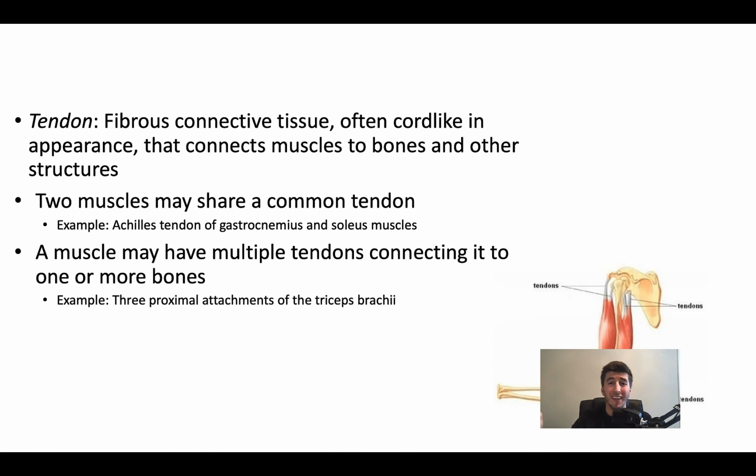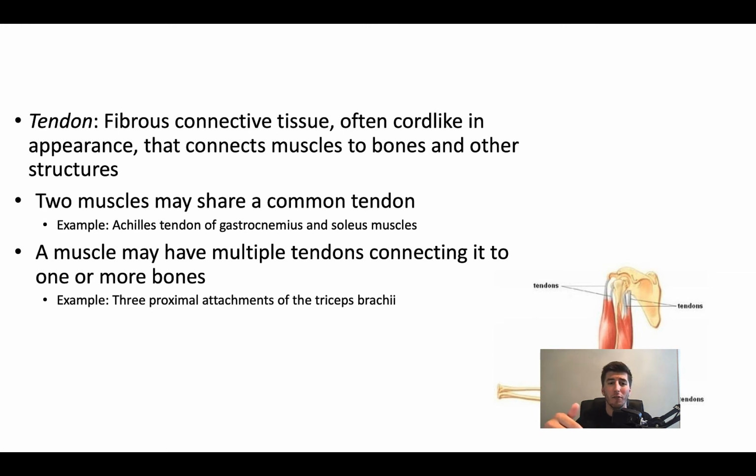Tendons are going to be connective tissue that are often cord-like in appearance, and they are going to connect muscles to bones, right? So the patellar tendon, you have the quadriceps that come into the patellar tendon, and the patellar tendon inserts on the tibia. That's a perfect example of a tendon, right? It's a fibrous connective tissue. Multiple muscles can share common tendons, so they can actually come into a singular tendon. Quadriceps is another great example here.